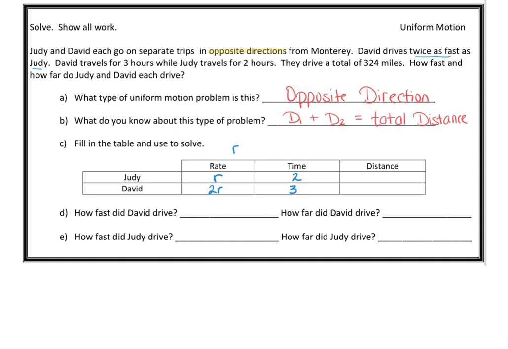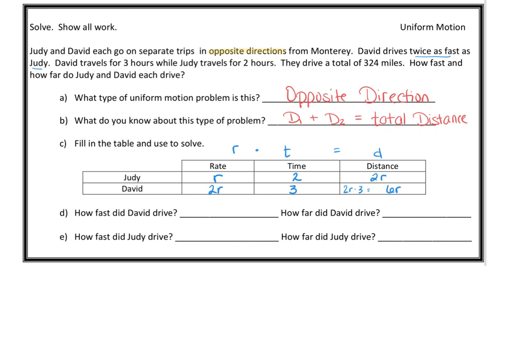Now your rate times your time equals your distance, always. So to get this third column, I literally multiply across. All right? So I'm going to say R times 2. How do I write that, though? 2R. 2R. What is 2R times 3? 6R. 2R times 3 equals, this is going to be 6R. All right?